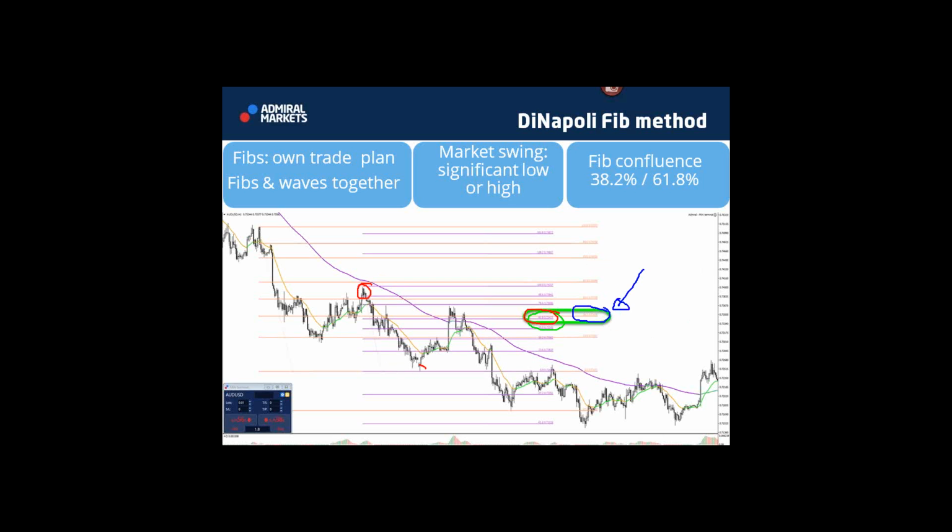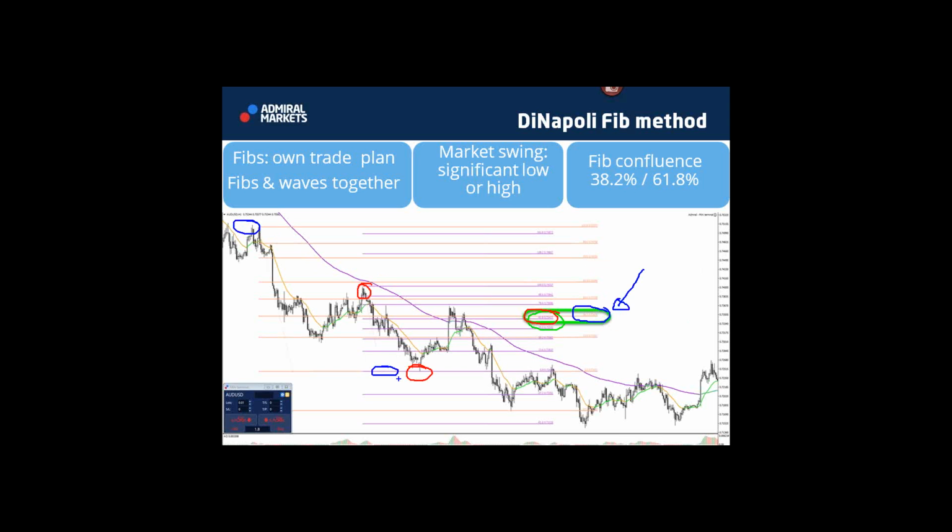And let me put red for here. That's the smaller fib. Blue for here. That's the bigger fib. So there was a confluence between the 38 and the 61.8 fib of the small and the bigger fib. And that's the level where you want to basically pay more attention. That's the level where there's more confluence.